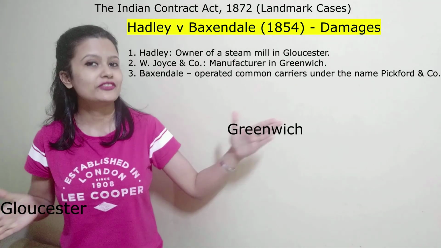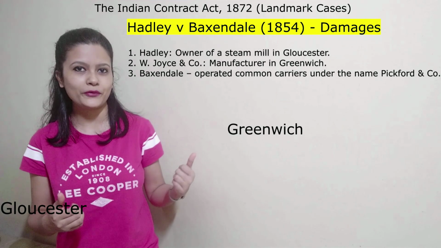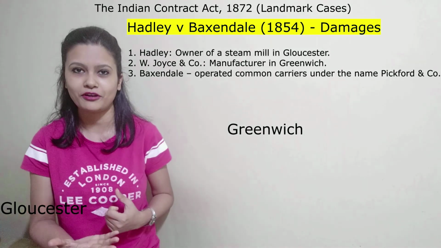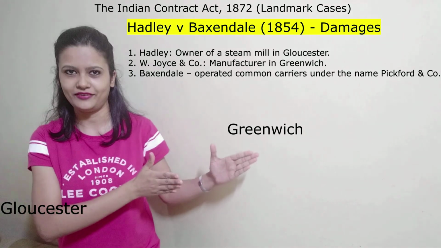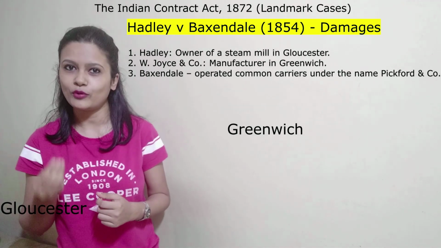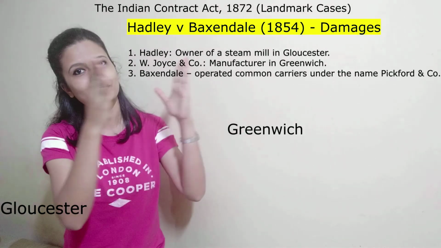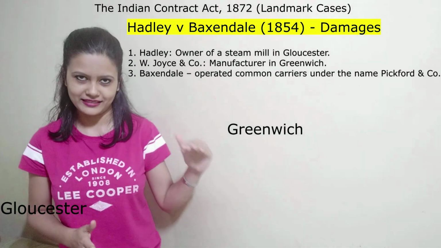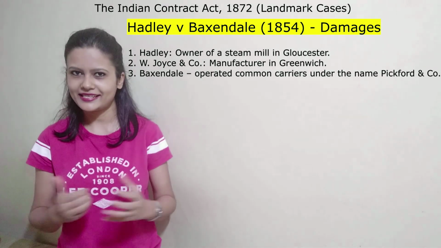And for the purpose of this transportation, Hadley contacted Baxendale. So who was Baxendale? He was operating a common carrier named Pickford and Company, where they would charge a certain amount from their customers and will get any kind of goods transported from one place to the other. When Hadley approached Baxendale, he also agreed that he will get that old broken crankshaft transported to the place where engineers were working and then again will transfer it back to the mill. And the same will be done before a certain fixed date and accordingly the payment was also fixed between them. But now why did this case come forward?